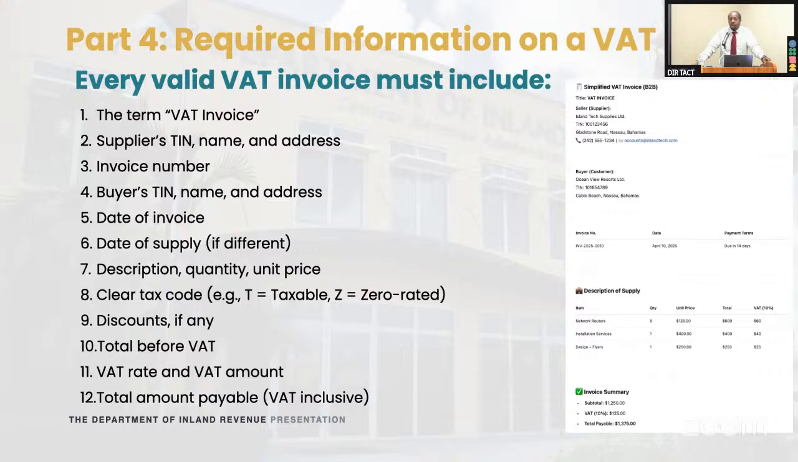So when you go at the end of the day to put in for your VAT filing, which we'll be dealing with in the next module, you need to make sure you know what is a zero-rated item. You need to make sure you know what is a 10% and the standard rated item. And you need also to know at the end of the day what is a 5% item. Then, of course, discounts, if any, the total before the VAT rate and the VAT amount, and the total amount payable.